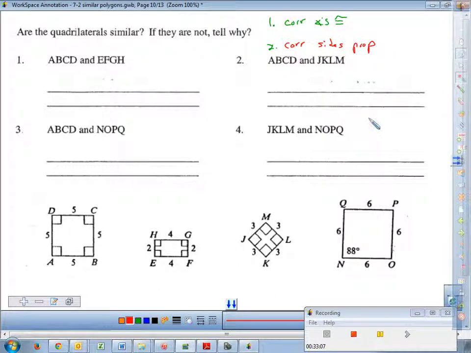So let's do number 1 together. I've done this worksheet years and years, and every time I don't explain things to people, they're like, I don't get it. Are the quadrilaterals similar? If not, tell why. Number 1, ABCD and EFGH. The first couple years I gave this, people would be like, I don't know, because they didn't look down here. Do you see those quadrilaterals down there? So let's try it now. ABCD and EFGH, are they similar? Here's ABCD, and here's EFGH.